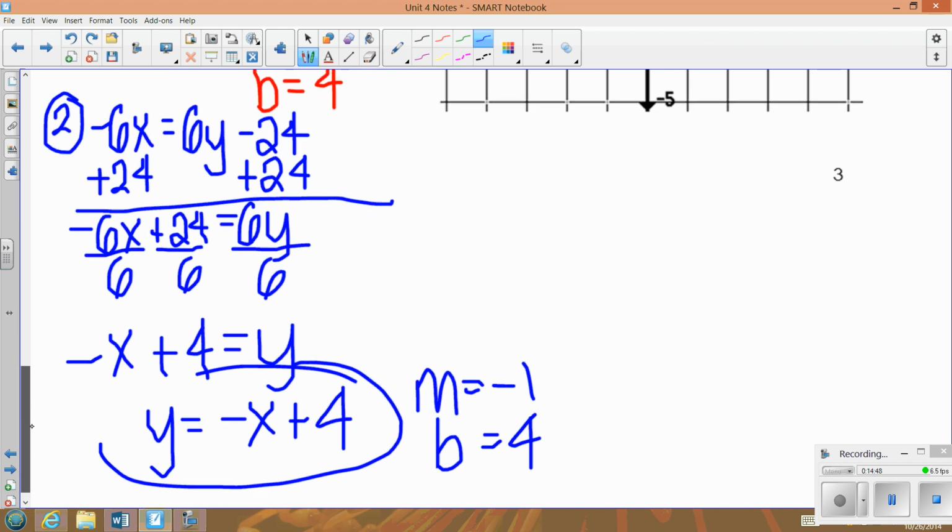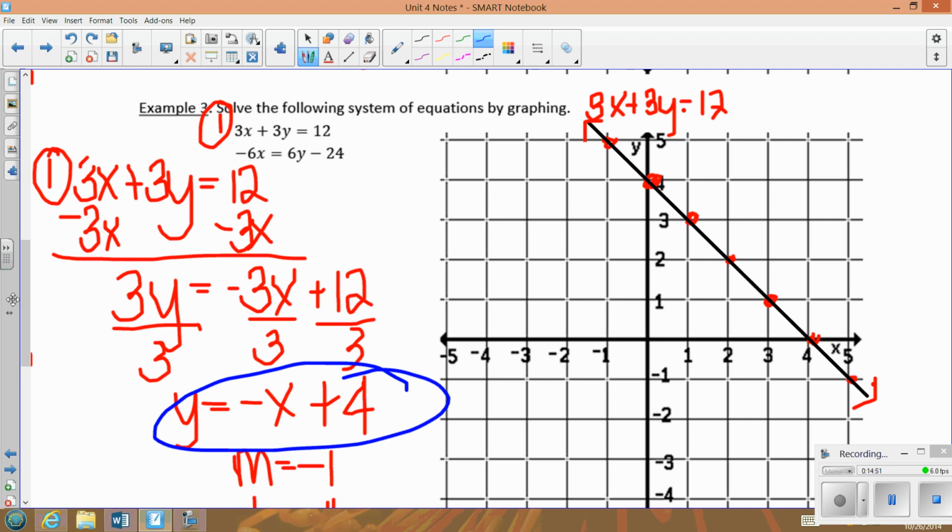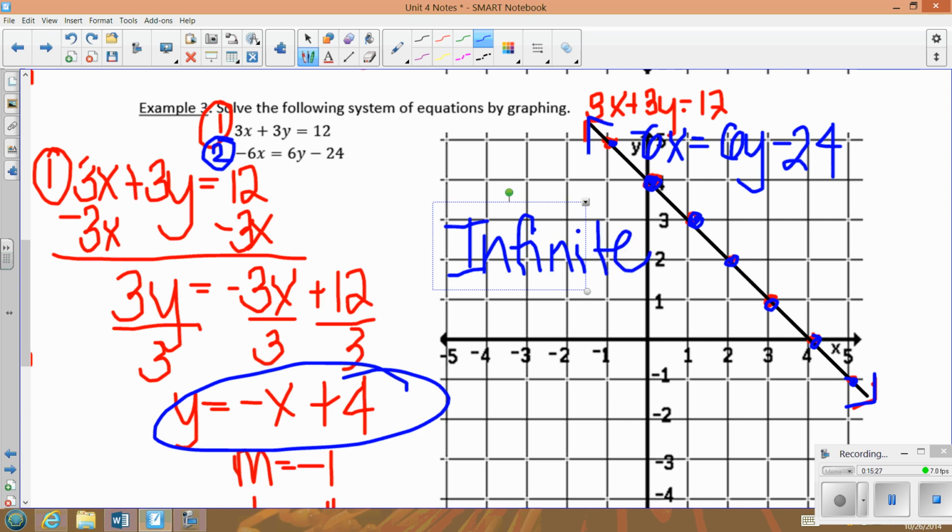So if you get the same exact equation, and if I go up to my graph and I start with a y-intercept of 4 and travel down 1, right 1, I get the same line. So since I get the same line, that really means that every solution in this first equation is a solution in this second equation. So this graph is exactly the same, so I could actually just label it. I don't need to redraw the line. And that means that every single solution on this line is a solution in both equations. So that means there's infinitely many solutions. So infinite solutions. And that's the last scenario.